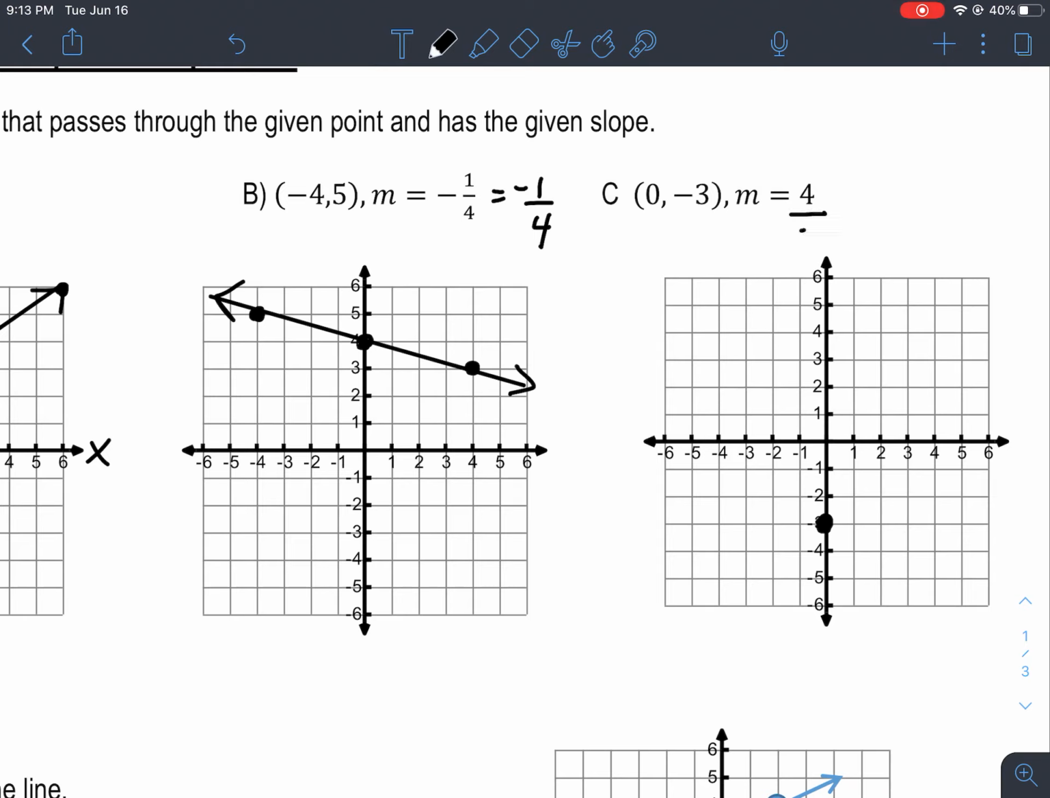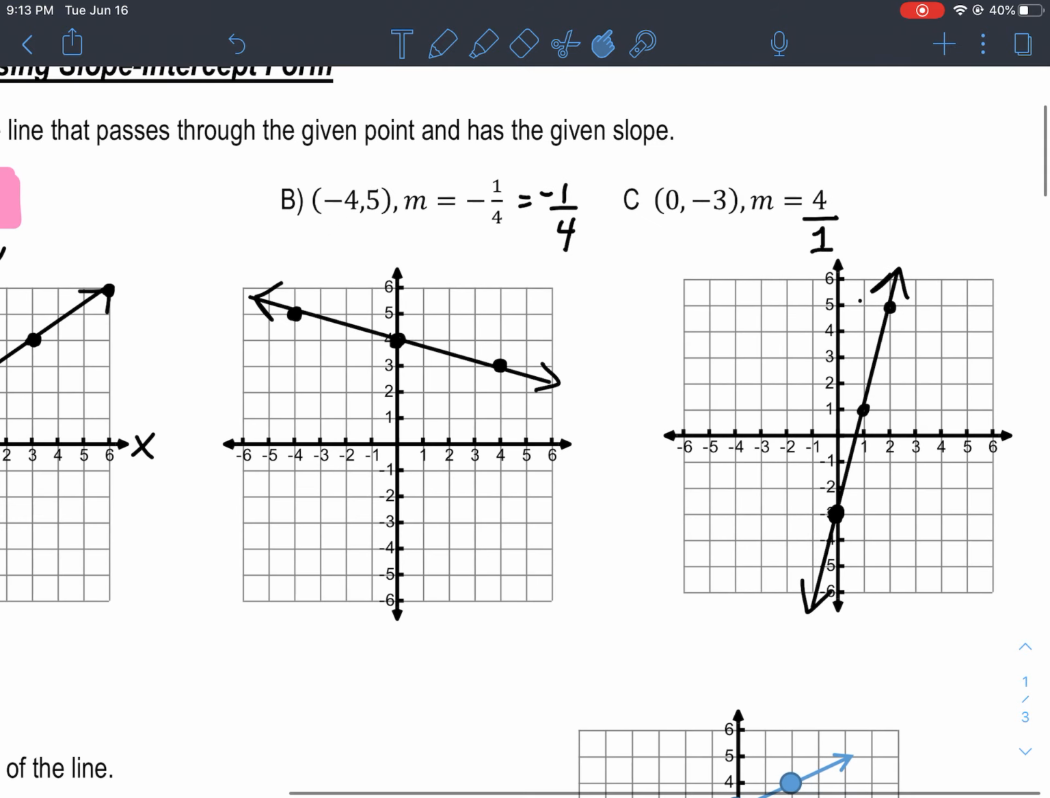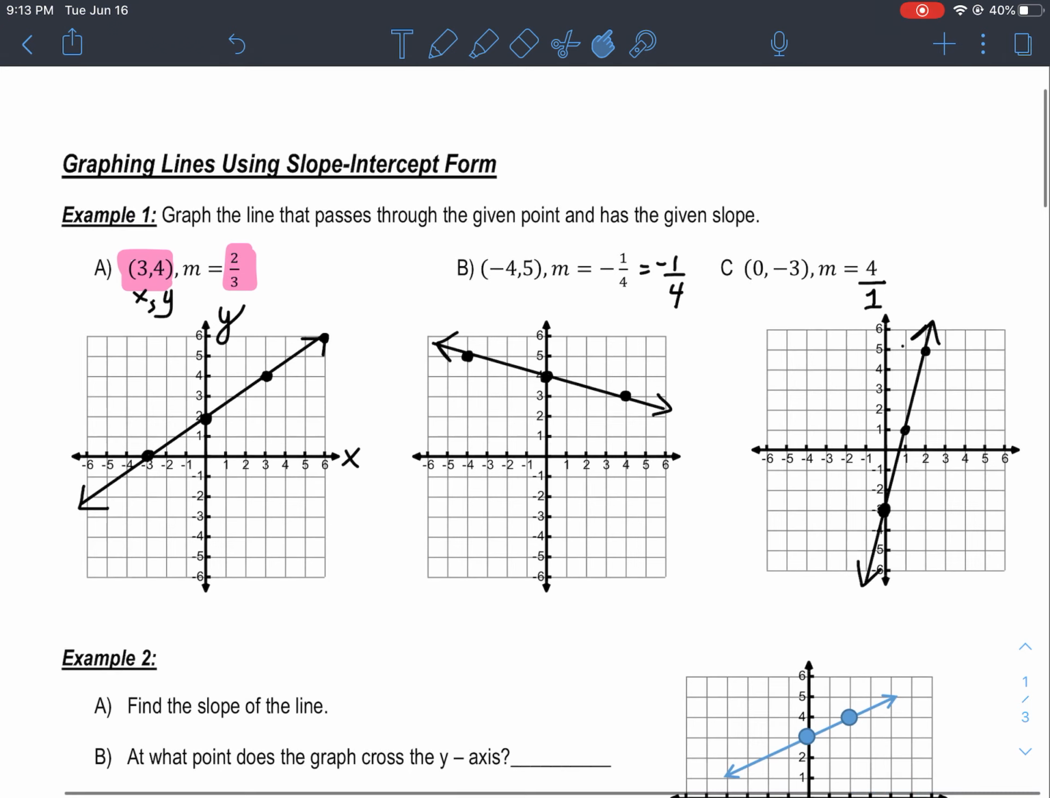To get our rise over run, you can just put it over 1 if you want. So we're going to go up 4, 1, 2, 3, 4, over 1. And then from that point, up 4, over 1. And now we can connect our points. There's no certain amount of points that you need to plot. You only need 2 points technically to make a line. I just like putting more so it's a more accurate line.